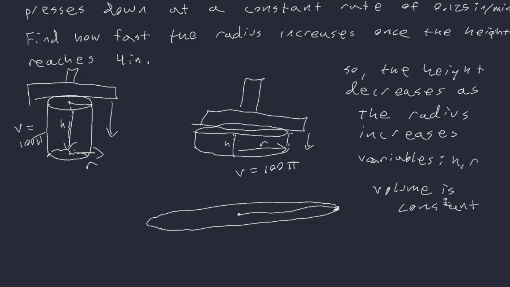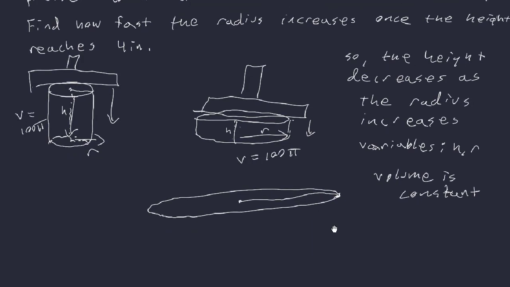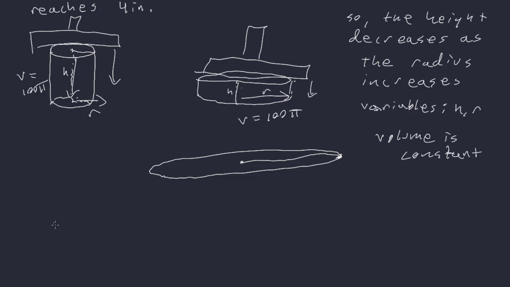So I always like to start here: one, with a picture, two, with identifying what is varying and what remains constant. Because then when I get a formula that relates all of these, that tells me what I can put in as variables and what I can put in as constants. So the volume of a cylinder is pi r squared h. Here's the formula that relates all of these quantities.